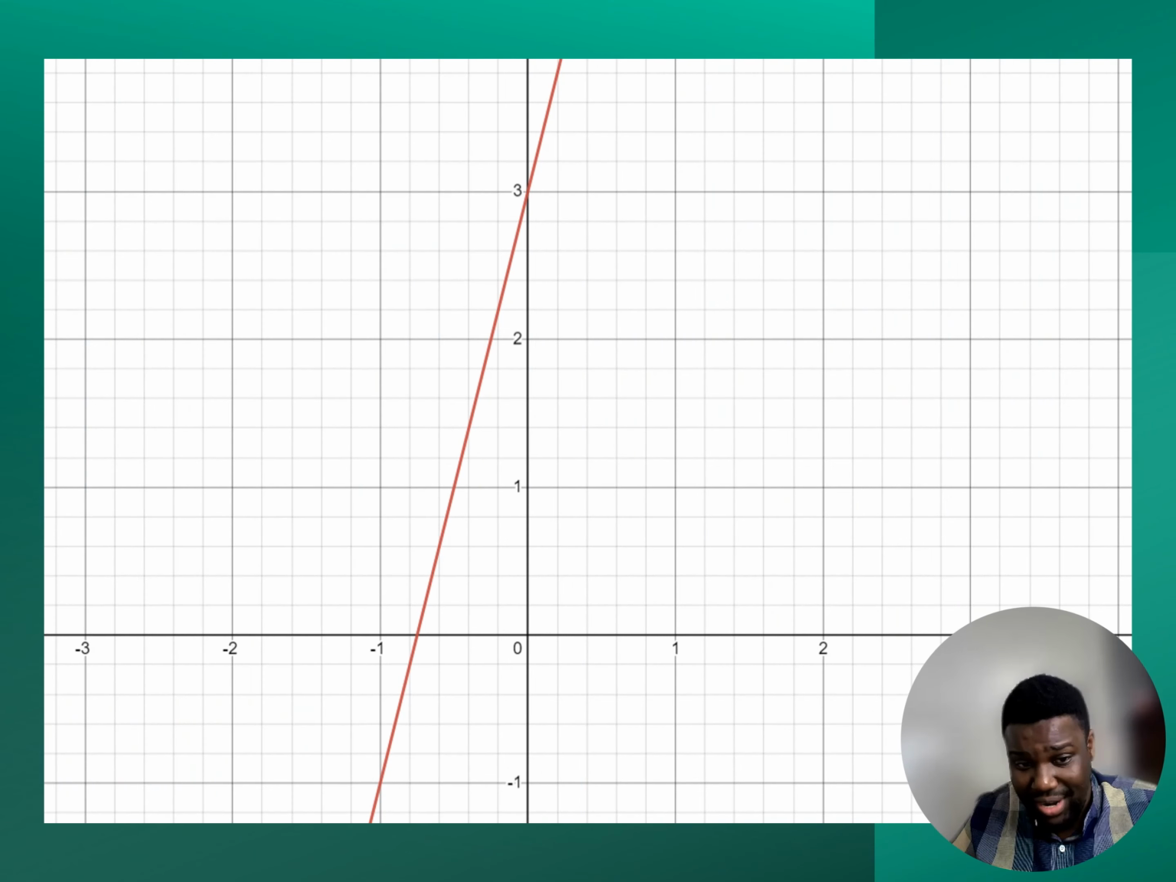So here we have a linear graph. We know that the vertical line is called our y-axis, and our horizontal line is called our x-axis. Now, as we say, y-intercept, that is the point where the graph passes the y-axis. So we can see that this linear graph is passing the y-axis at 3. So the b would be equal to 3.